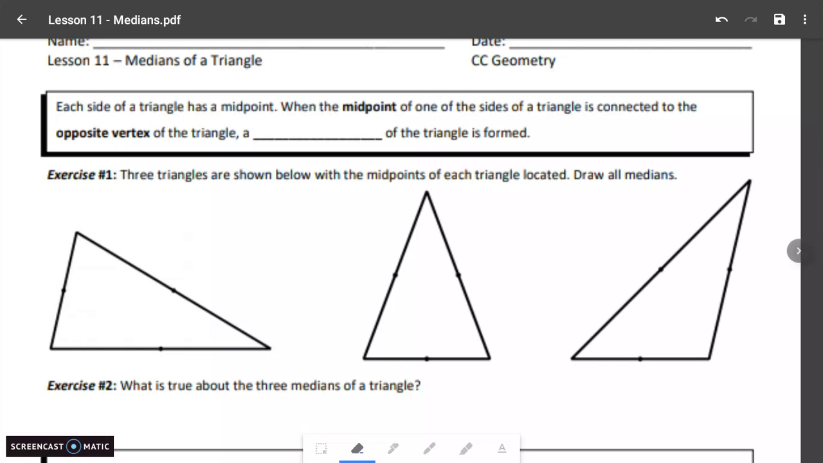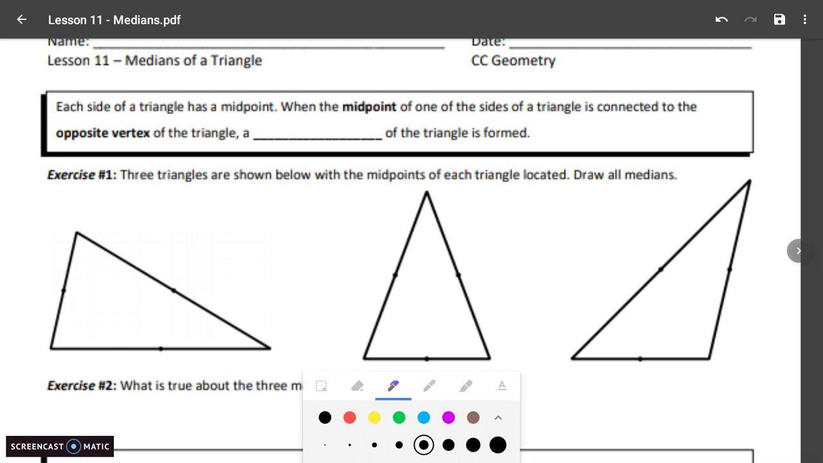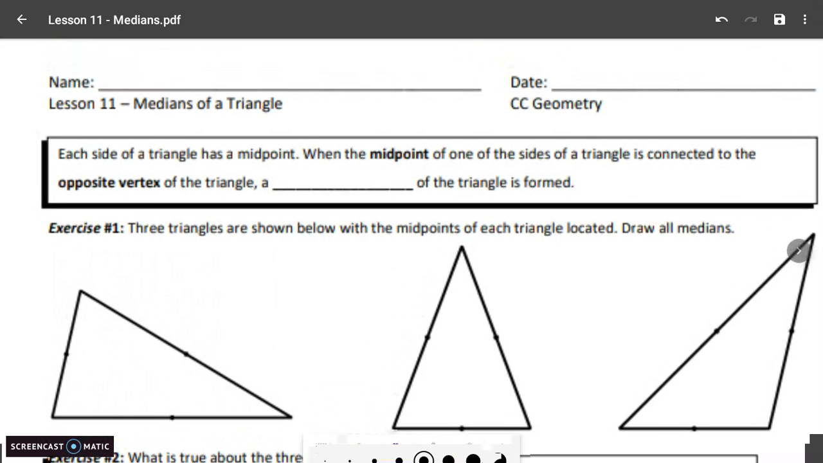In this video, we're going to revisit some of the properties about a median of a triangle. So first, we should remind ourselves that a median is when the vertex of one corner of the triangle is connected to the opposite side's midpoint. So if each side of a triangle has a midpoint, the midpoint is going to be drawn in and connected to the opposite vertex. That means we're forming a median.